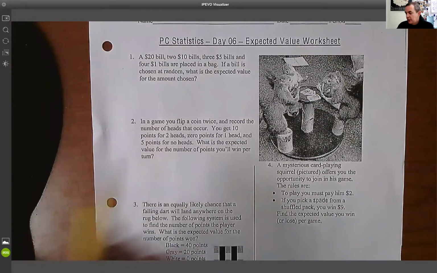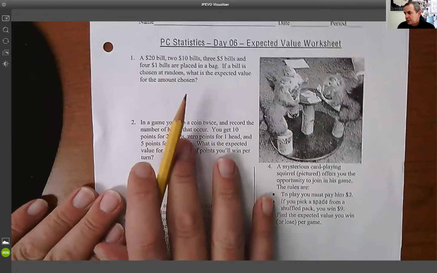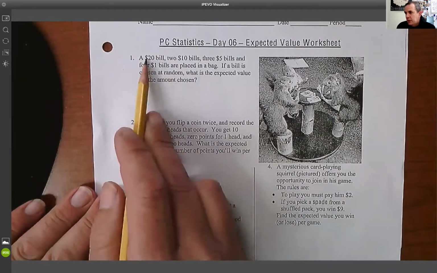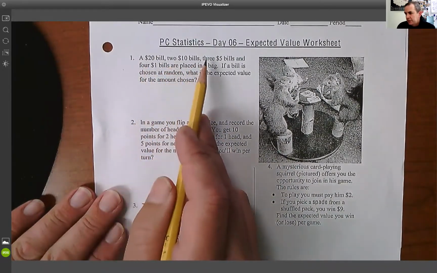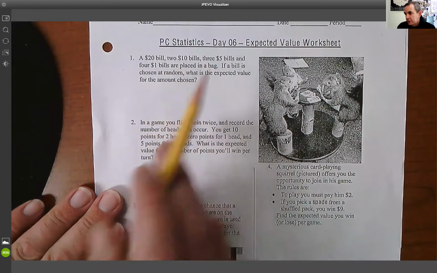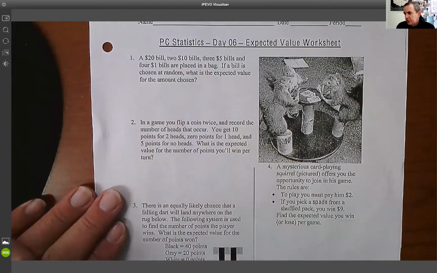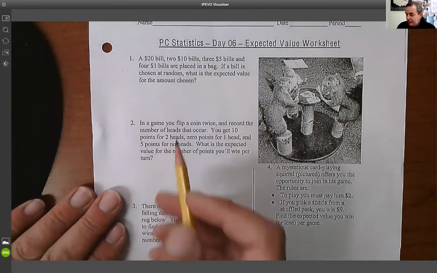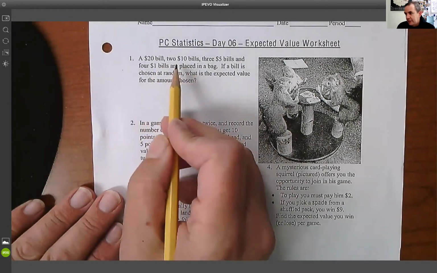So we'll start. First question, we want to read and turn this into a probability distribution. A $20 bill, two $10 bills, three $5 bills, and four $1 bills are placed in a bag. If a bill is chosen at random, what's the expected value of the amount chosen? Okay, so it's the average, but we've got to weight it based on how many are in there.